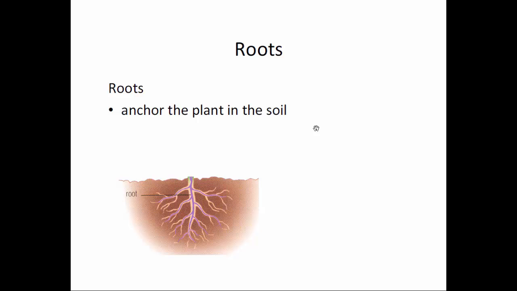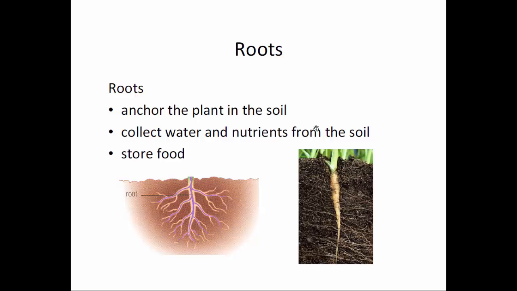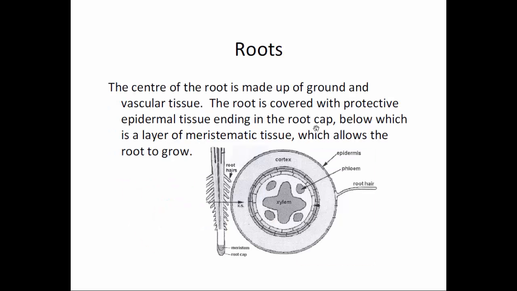Now, the roots have a few functions. They anchor the plant in the soil, they collect water and nutrients from that soil, and they will store food for later use. For example, for use in the winter time when food won't be produced from the sun. The center of the root is made up of ground and vascular tissue, and the root is covered with a protective layer of epidermal tissue. This ends in the root cap, and there's also the meristematic tissue, which allows that root to keep growing, as we saw previously.